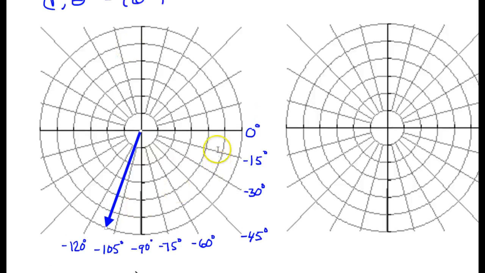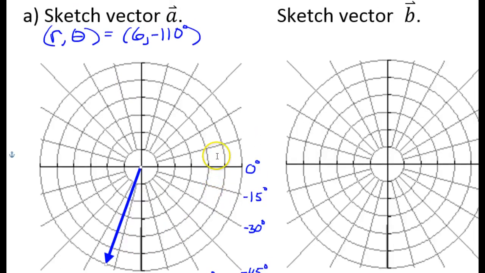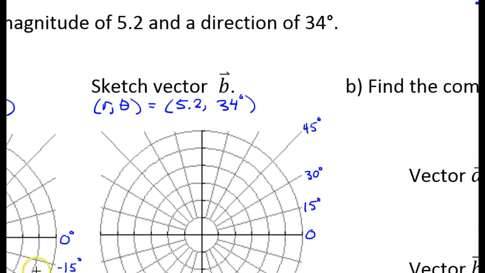Let's do the same thing for vector B. We are told vector B has a magnitude of 5.2 and the direction of 34 degrees. This is positive, so I'm going to count in the counterclockwise direction here. Remember that each one of these angles is 15 degrees from the previous angle. So 15, 30, 34 degrees is going to be right about here.